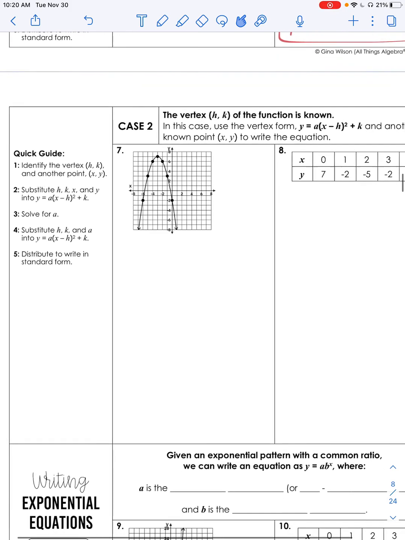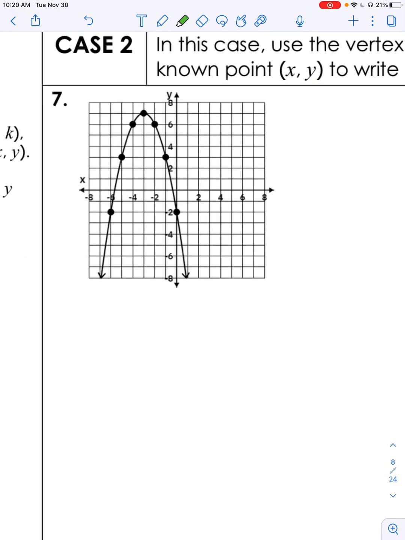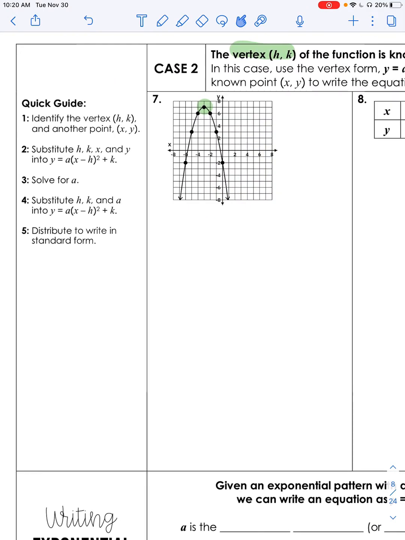Okay, case 2 is going to be when the vertex of the function is known, but not the zeros. So let's quickly look at 7 and see these zeros are not exact points. So we cannot do case 1 for number 7. We're going to have to do case 2. We know the vertex. So again, we have a graph of a parabola and a table to show you 2 different ways.